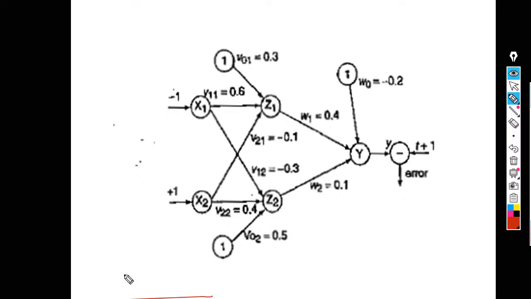Okay, so now suppose we want to write with respect to this z1. First we will write with respect to z1, then we will write with respect to z2. Now let's write with respect to z1. We will just focus on this z1 unit. What are the different inputs coming to this z1? If you see here, v01 is coming, v11 is coming, and then v21 is coming. So we can just note this down: v11, then v21, and then v01, and we can write that.